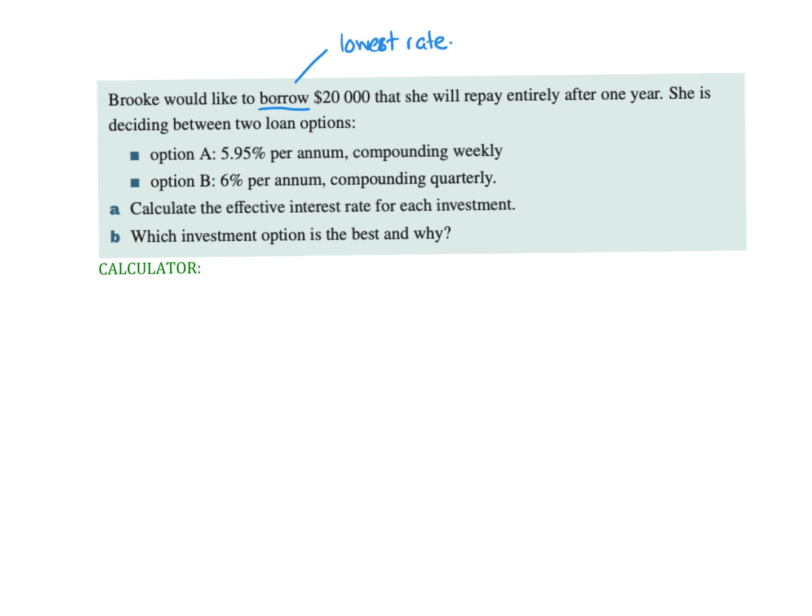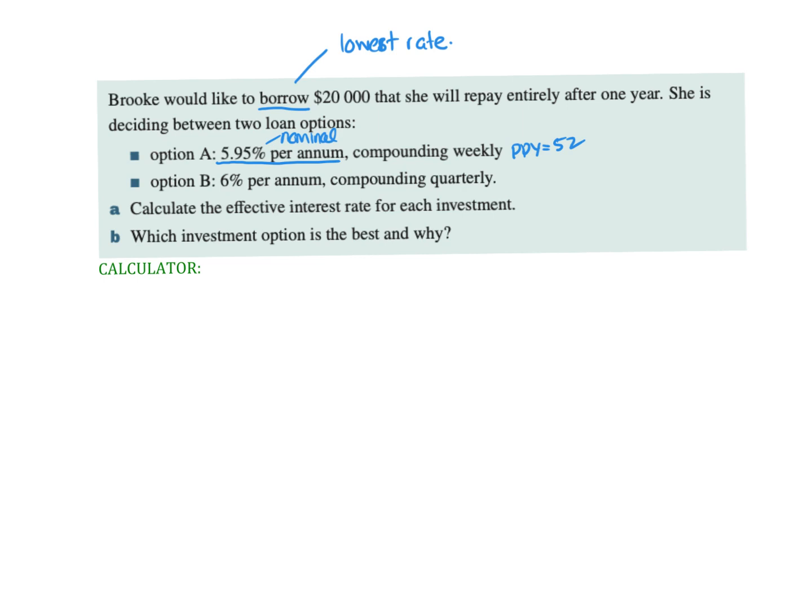In option A, she's got 5.95% per annum. That bit there is your nominal. And she's compounding weekly, so that's PPY equals 52. Sorry, I do that all the time. We know the more you compound it, the higher the rate. But option B is a higher interest rate with a lower compounding period. It's only 4 times a year, quarterly.